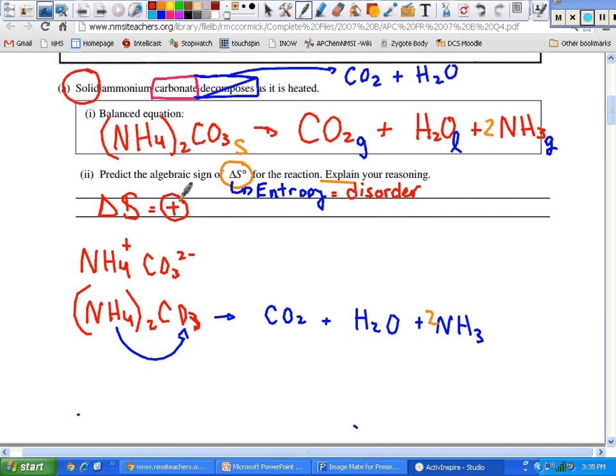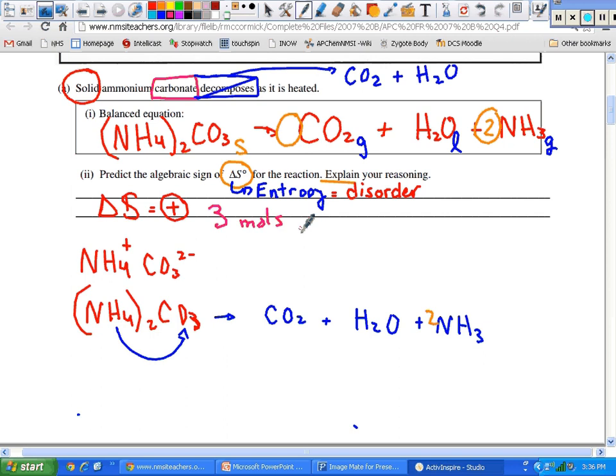All right, so again, why did I say it's 3 moles of a gas and 1 mole of a liquid? Because you have 1 mole here and 2 moles here. So that is 3 moles of a gas.